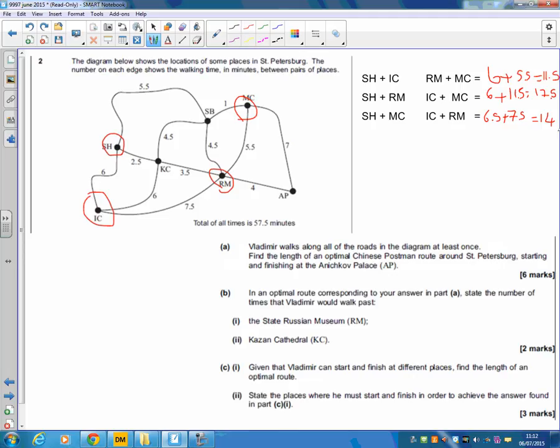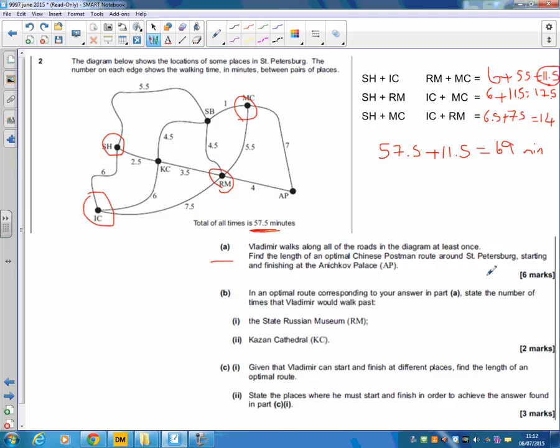So we've got our 3 totals. In order to find the length of the optimal route, we want to take the total time, which we're given here. And so the shortest route is going to be that total time, 57.5, add, and then out of these 3 totals, we want to pick the smallest total. So the smallest total is 11.5. So 57.5 add 11.5, so 69. And let's just make sure we put on our units. So it's in minutes, so 69 minutes. Okay, so that's our answer to part A.